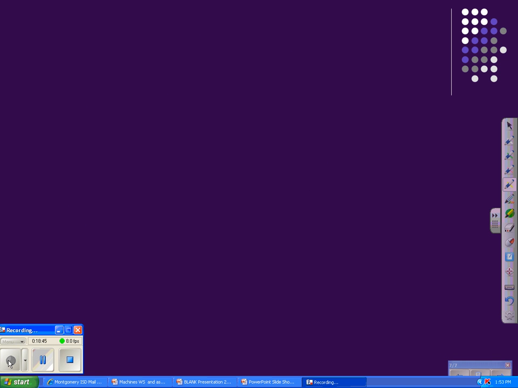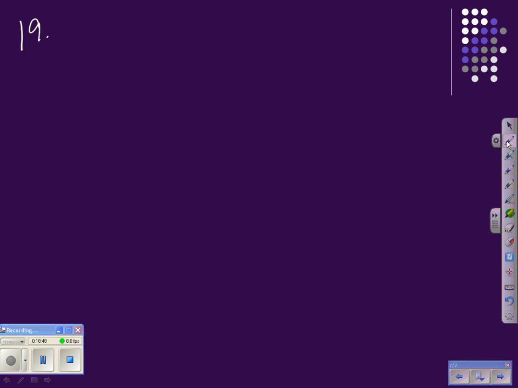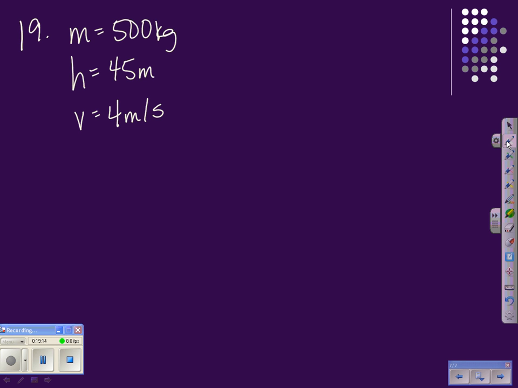Last one, number 19. We have the same roller coaster, so it's still a mass of 500 kilograms. And it's going to be pulled to the top of the 45-meter hill, just like it was a minute ago. This time it arrives with a speed, though, so it has a velocity of 4 meters per second when it gets there. How fast will the car go when it hits the point of 29 meters, so that's my second height, above the ground?